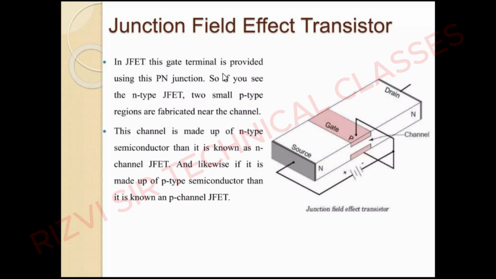Junction field effect transistor. In JFET, the gate terminal is provided using a PN junction. If you see the N-type JFET, two small P-type regions are fabricated near the channel. Here is drain, here is source, here is gate, and two small P-type regions are here. And if this channel is made up of N-type semiconductor, then it is known as N-channel JFET. And likewise, if it is made up of P-type semiconductor, then it is known as P-channel JFET.